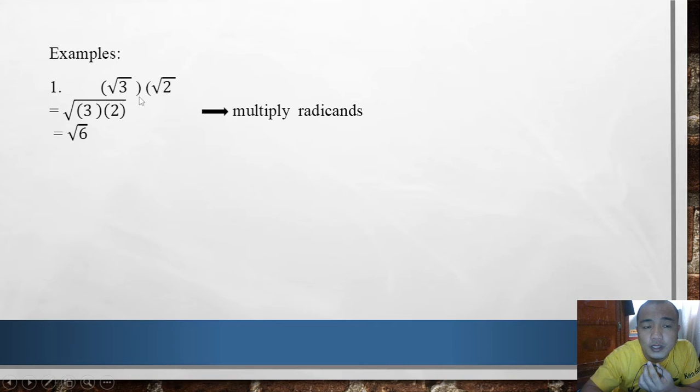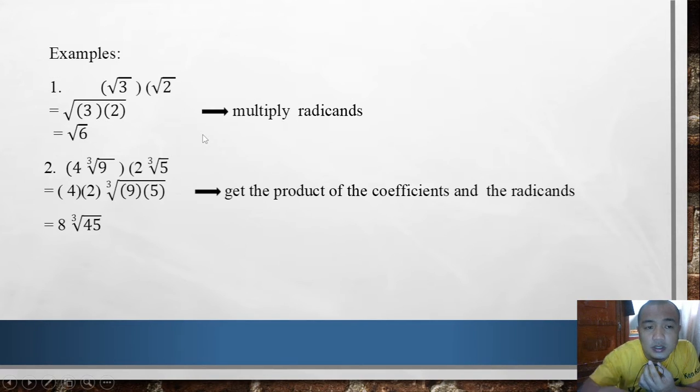Example: square root of 3 times square root of 2. Same index, so we just multiply the radicand. 3 times 2 is 6, so the answer is square root of 6. Next, 4 cube root of 9 times 2 cube root of 5. Same index, so we just multiply the radicand, which is cube root of 45, as well as multiply the coefficients. 4 times 2 is 8. So the answer is 8 cube root of 45.